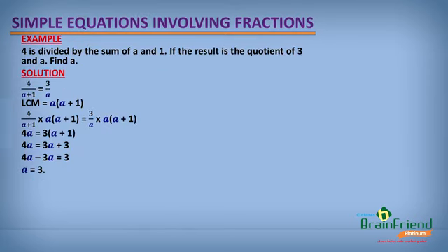Now 4 is divided by the sum of a and 1. If the result is the quotient of 3 and a, find a.